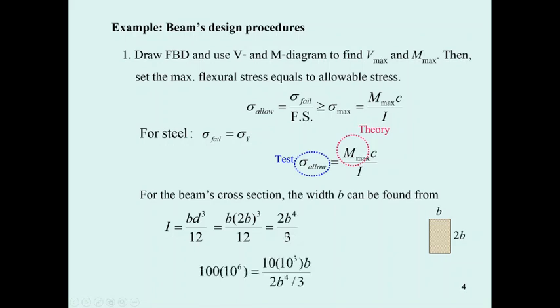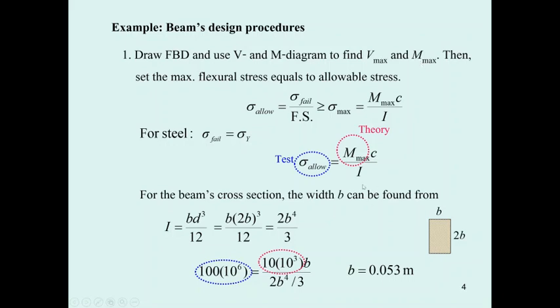You plug this into this equation, and from the test you got the allowable stress of 100 million Newton per square meter, and then you got the maximum moment of 10,000 Newton meter. You put them in the calculator. You get the width of the beam that can resist the maximum moment.